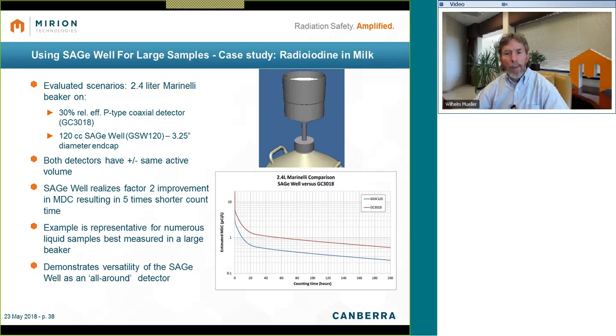And this example could be applied to a variety of different types of large liquid samples, which are best measured in things like Marinelli beakers. And it's a good illustration of the versatility of the SAGE well, not only as truly a next generation well detector, but as a good all-around detector.